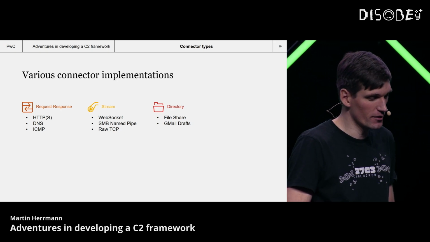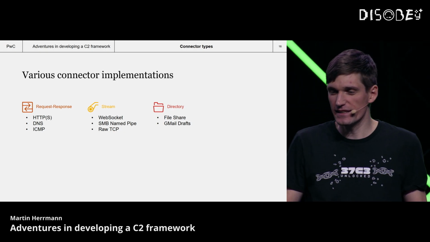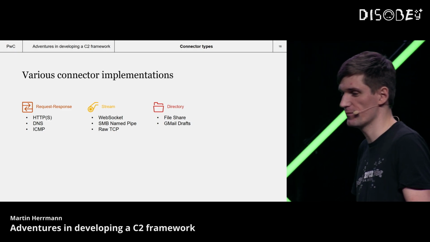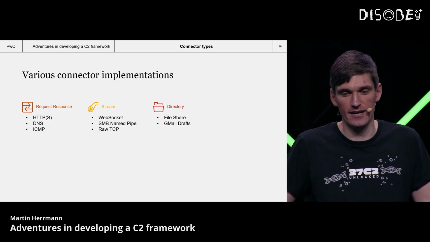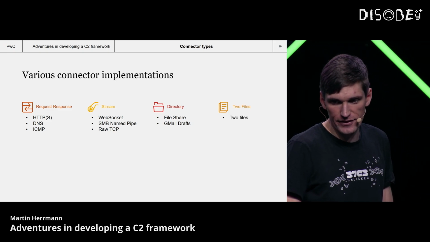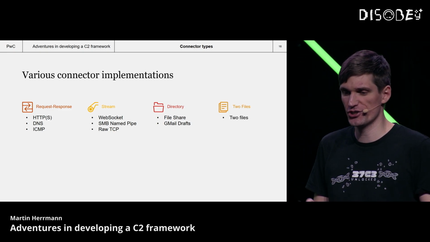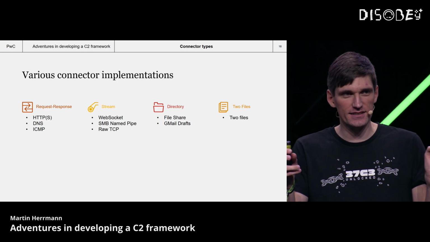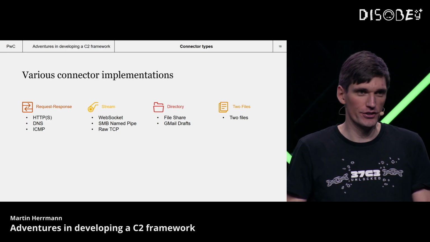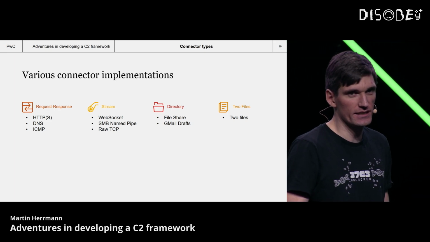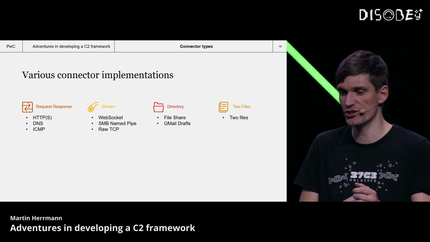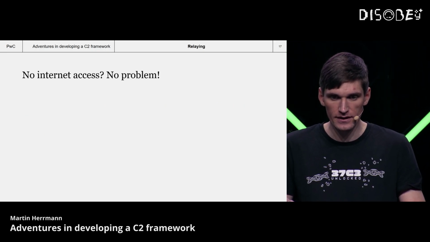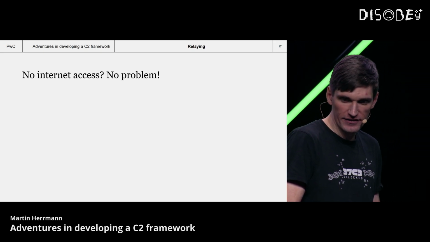So you can imagine if you're in a company that uses Gmail, that traffic will probably not stand out so much in the firewall, because, I mean, it's something connecting to Gmail. That happens. And lastly, we have the two files connector, which is basically a specialized version of the file share connector. Instead of creating more or less unlimited files, or a lot of files in parallel, it only communicates via two files, which limits the amount of file creation and file deletion events, and that way might be stealthier in certain situations.